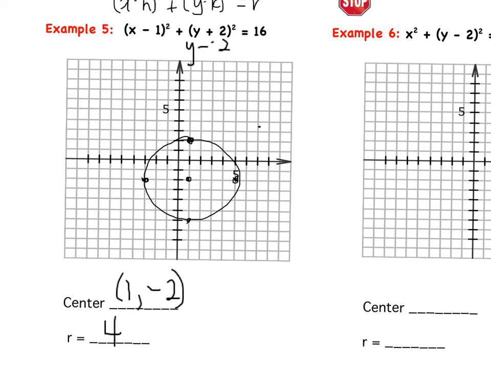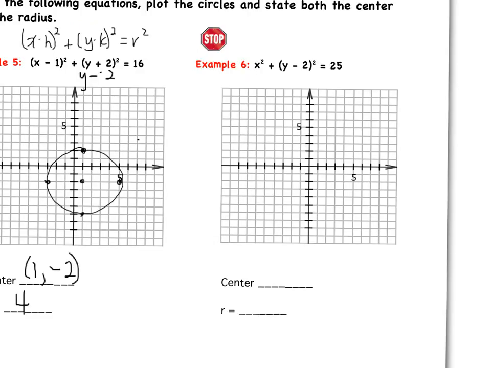So I'm going to pause the video and you are going to sketch the circle given by the equation in example 6. So in example 6, the same thing applies. We can write x minus h squared. Since there is no h value, it has to be 0. So the x value for our center is 0.